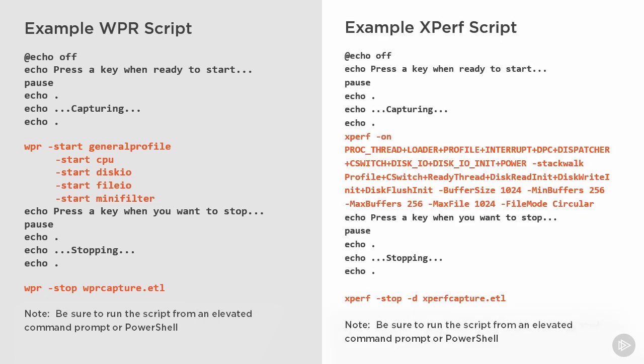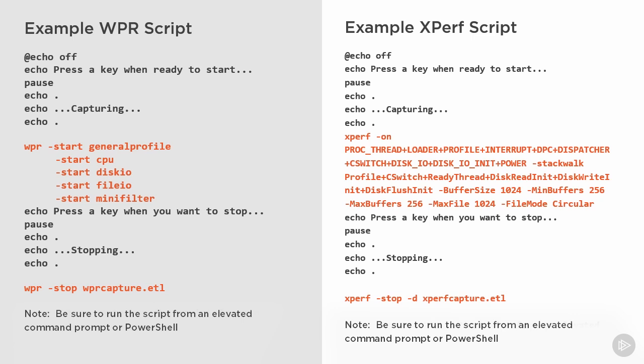Another example here is an Xperf script. You can see here I'm issuing the command xperf -on. I'm then specifying a long list of the various qualifiers or attributes to collect data on, such as the proc thread, the loader, the profile, interrupts, DPCs, dispatchers, context switching, disk I/O, and power. You can then utilize options such as -stackwalk, so you can actually drill down and see which kernel mode functions are executing at the time.